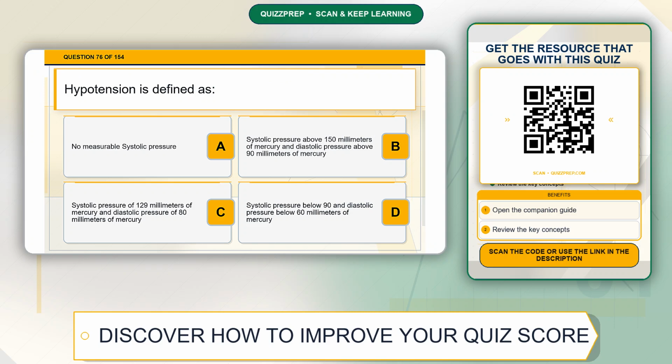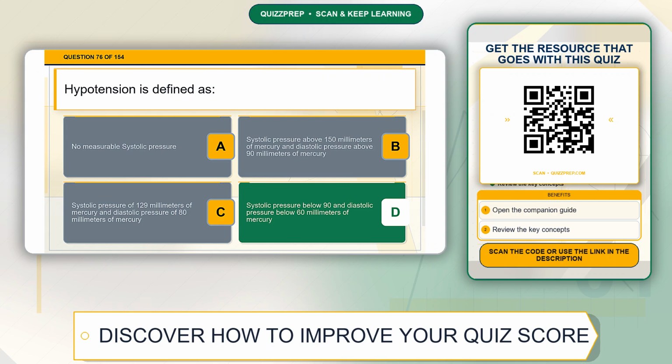Question 76. Hypotension is defined as: Option A, no measurable systolic pressure. Option B, systolic pressure above 150 mm of mercury and diastolic pressure above 90 mm of mercury. Option C, systolic pressure of 129 mm of mercury and diastolic pressure of 80 mm of mercury. Option D, systolic pressure below 90 and diastolic pressure below 60 mm of mercury. The correct answer is option D. Explanation.